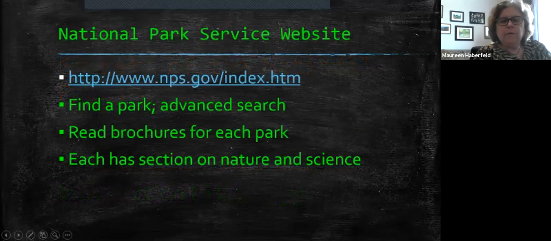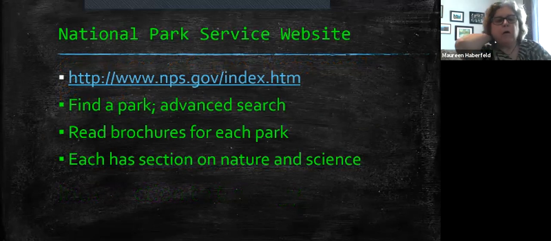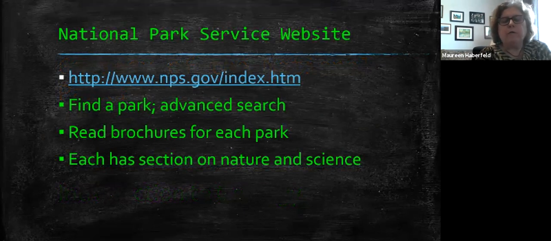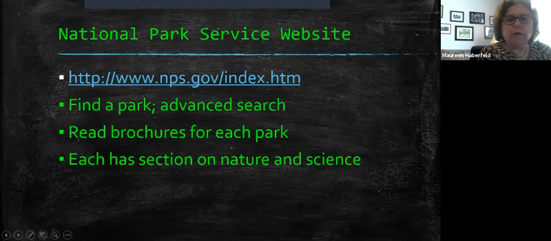First of all, if you are interested in visiting a park or planning a trip, you probably want to go to the National Park Service website. They have all the brochures from the park, and you can read the brochures online. You can print them out, and each one has a section on nature and science, and you can actually read about the geology and the other science and nature that you're going to find in that particular park. So I encourage everybody to look at those in advance and they can help you plan what you're going to do on your trip.